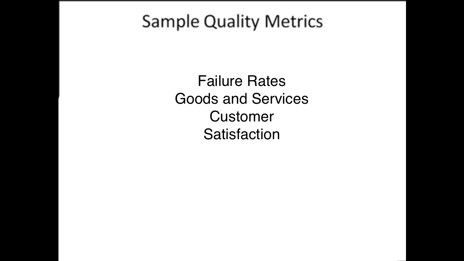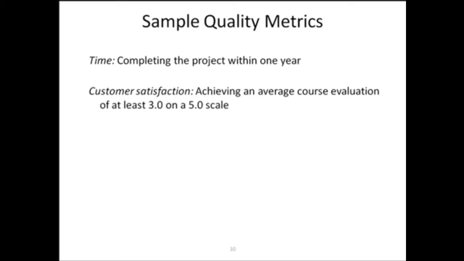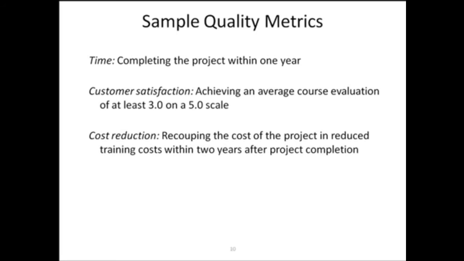Here are some samples of quality metrics. The first one is time. Time is always important on our project. In this case, the metric is completing the project within 1 year. Customer satisfaction: achieving an average course evaluation of 3.0 on a 5-point scale, as was mentioned earlier. And then cost reduction would be another example: recouping the cost of the project in reduced training costs within 2 years after project completion. So those are some examples of quality metrics. Obviously, you'll have to define your particular ones for your projects.